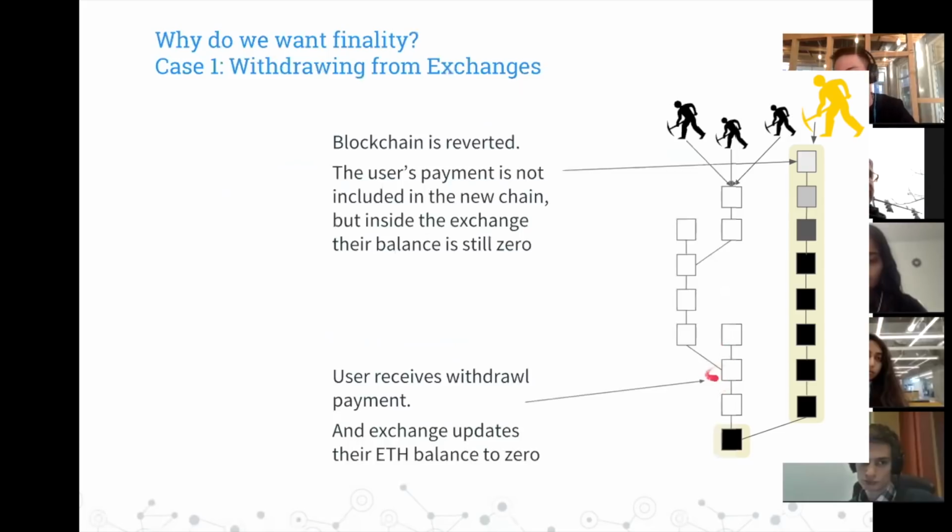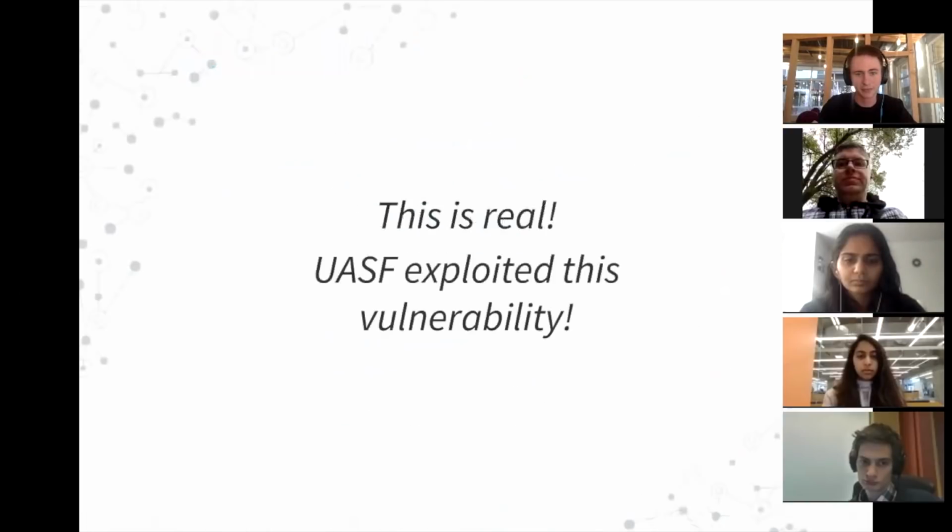Let's say you wanted to withdraw from your exchange, and it updates your balance on the exchange, but then there's this big blockchain reversion, and what are you going to do? Now you have no money on the centralized exchange, and you have no money in your actual wallet because there was this reversion. So not good.